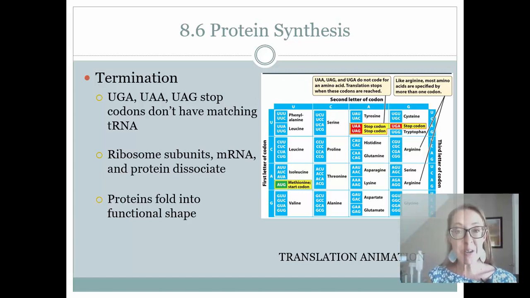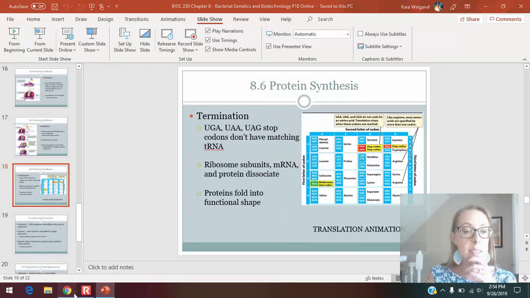So I'm going to show you again an animation from your textbook so you can see this in action. There is far more information here than I expect you to know. I don't care about initiation factors or the energy usage on this one, but I want you to see this process in action.